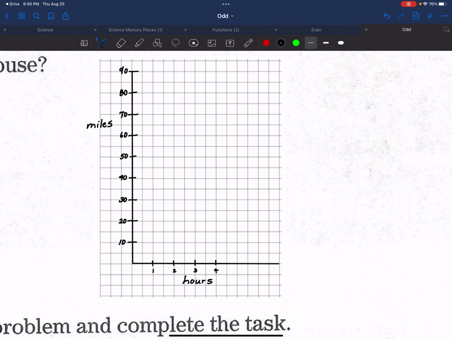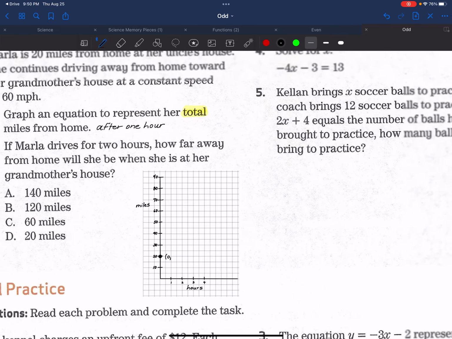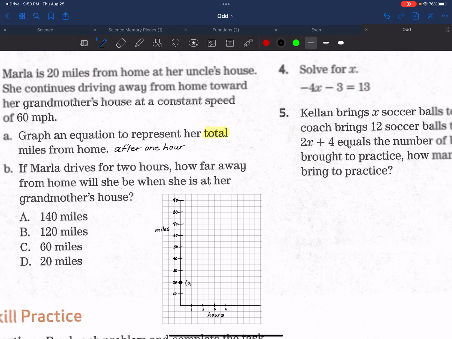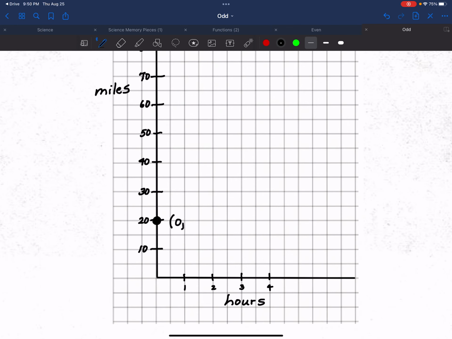All right, so they tell me that at the starting point, she's driven 0 hours, but she's 20 miles from home. So I'm going to plot a point here at 0, because she didn't drive any hours. She was at, is it her granddad's house? Her uncle's house. But she didn't drive to get there, at least they didn't tell us that she did. So she's 0 hours of driving, but she's already 20 miles from home. She's not starting at home.